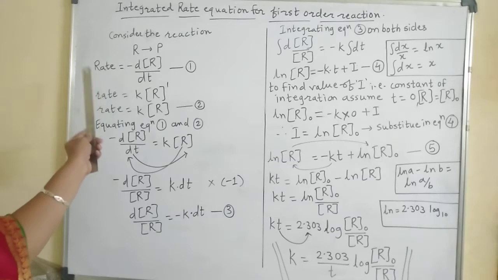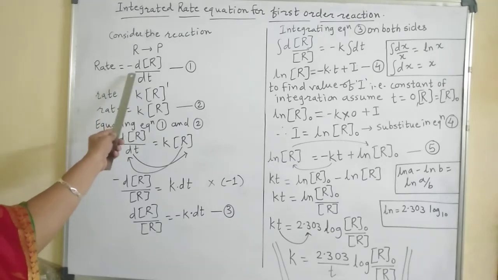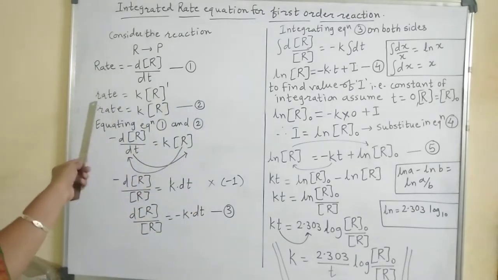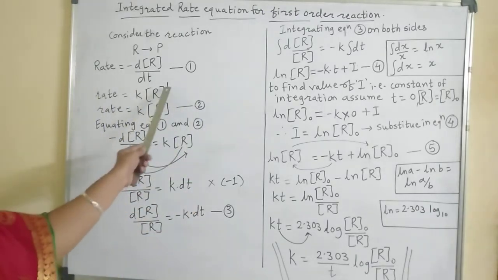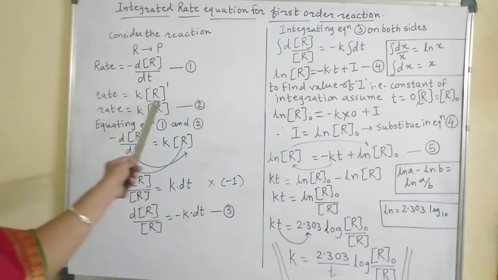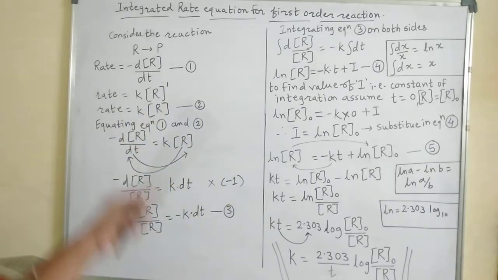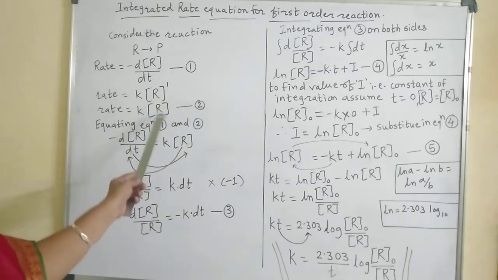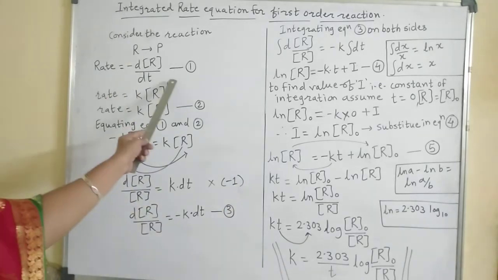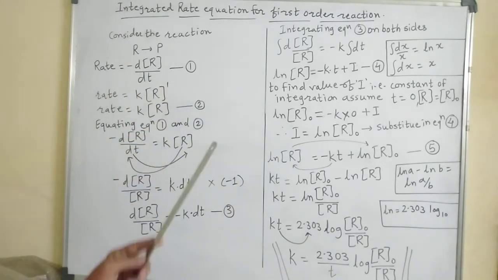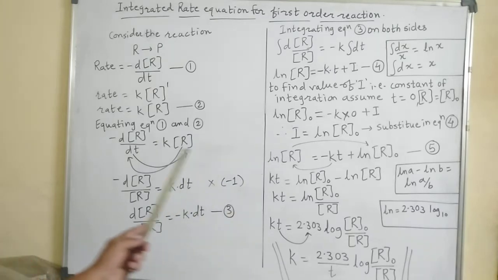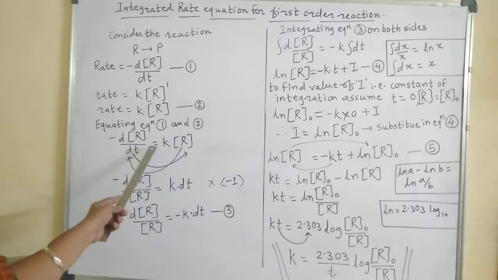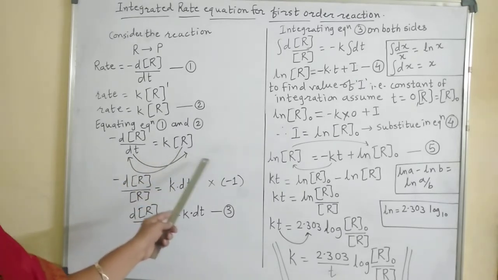Rate we can express in terms of a differential equation as minus d[R] by dt. Also we can express the rate as rate is equal to k into [R] raised to 1. Anything raised to power 1 gives you the same number, so rate is equal to k[R]. This is equation 1 and this is equation 2. Equating both equations 1 and 2, we get minus d[R] upon dt is equal to k[R].